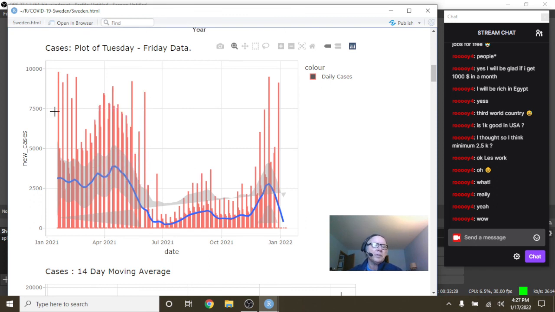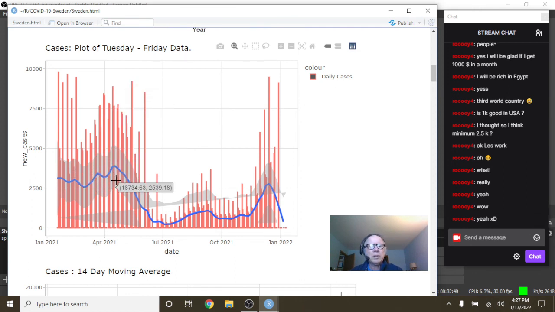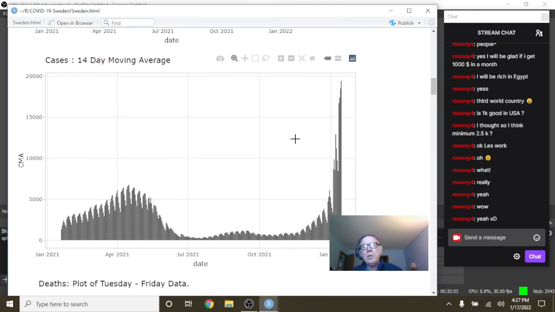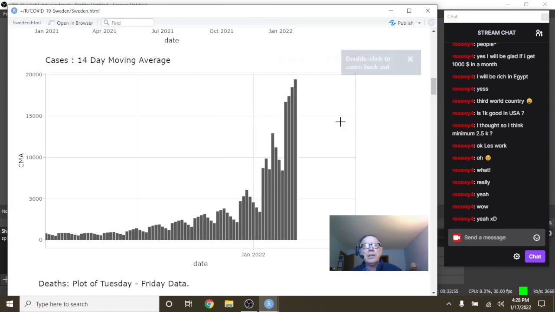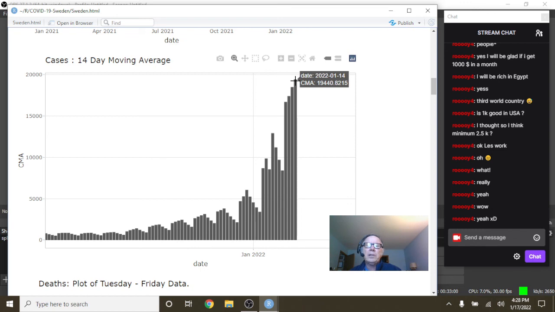But anyway, these spikes here are numbers for Saturday, Sunday, Monday, and Tuesday. So this means we don't actually know what the daily numbers are, but we do know what the trend line tells us. Sweden had a big long trend line down to here, a little hiccup, a dip, a climb here. And now it appears that cases are starting to fall back down in Sweden. And we can see this 14-day average here. So for the 14-day period ending January the 14th, Sweden was averaging 19,440 cases per day.